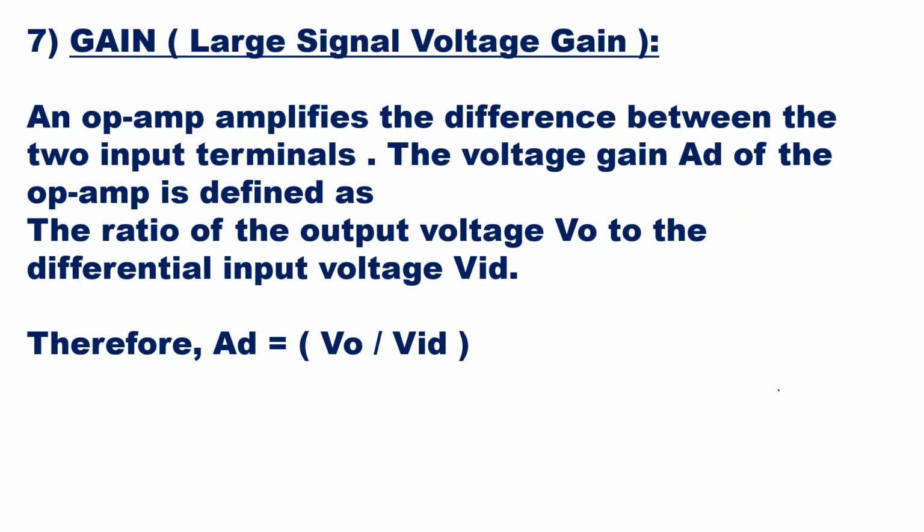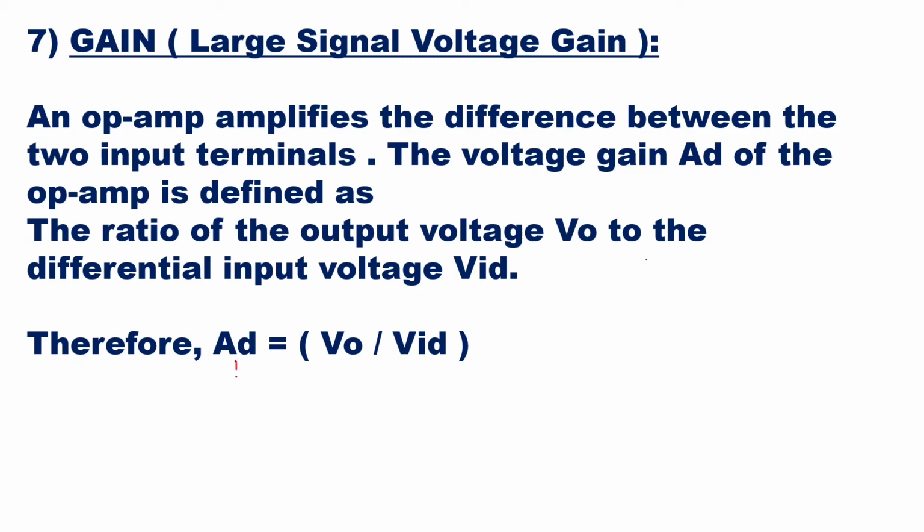Then we'll go to see what is the gain of an op-amp. It is also called the large signal voltage gain. An op-amp basically amplifies the difference between the two input terminals. The voltage gain AD of the op-amp is defined as the ratio of output voltage to the differential input voltage. So AD, the voltage gain, is equal to the output voltage upon the difference between the two input voltages. AD is equal to V out upon VID.